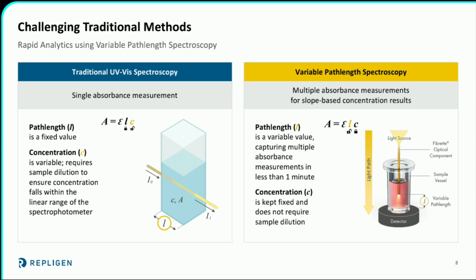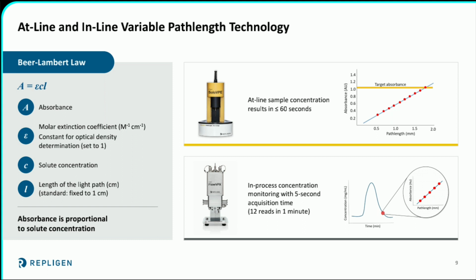What we do is variable path length spectroscopy. So instead of looking at a single absorbance measurement with a fixed path length, what we're going to do is actually vary the path length, which will allow us to unlock our concentration. So here you can see the Beer-Lambert law, which states that your absorbance is equivalent to your molar extinction coefficient times your concentration times your path length.